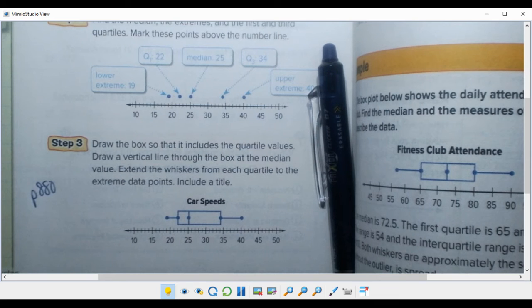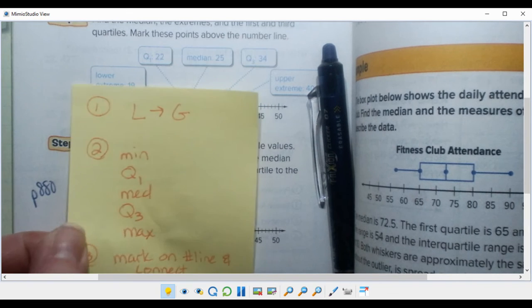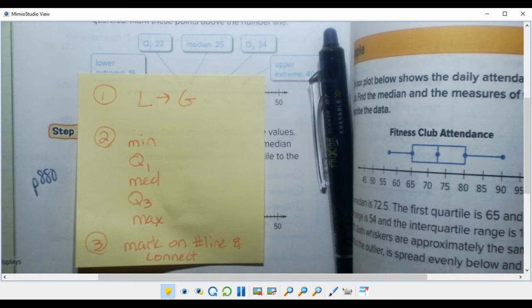So today we're going to continue our study of box and whisker plots, or just box plots. I'm going to look at some of the examples in the book. I'm going to be on page 880. But first, let's go back and refresh how we calculate the numbers that we need for a box and whisker graph.